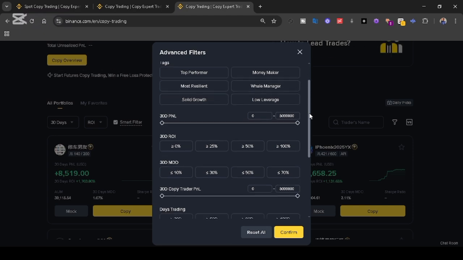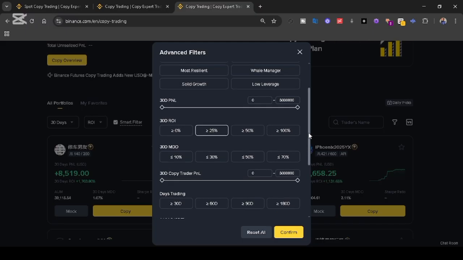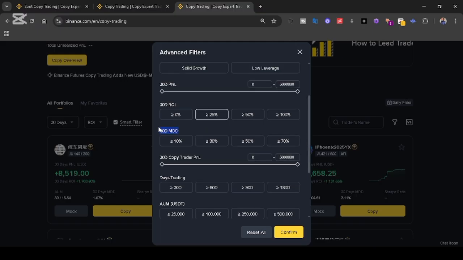Then within the last 30 days, which ROI are you looking at? ROI simply means return on investment. So I want a trader that has made at least more than 25% return on investment, so I'm going to check on this filter. Then when I scroll down, this 30 days MDD simply means maximum drawdown. In simple terms, you can just say the loss. How many percent loss has this trader made within the last 30 days? I want a trader that has made a loss of less than or equal to 10% within the last 30 days.